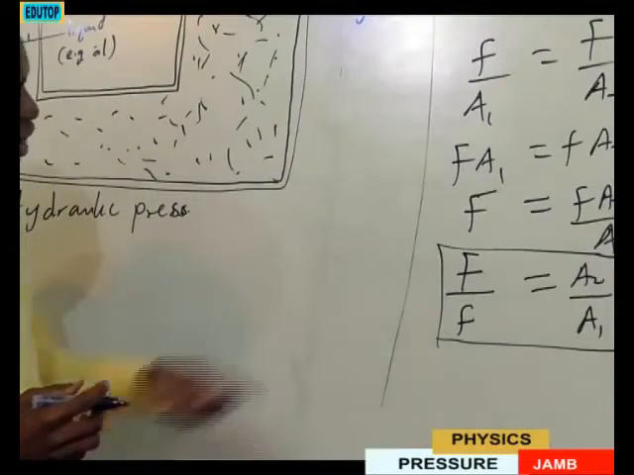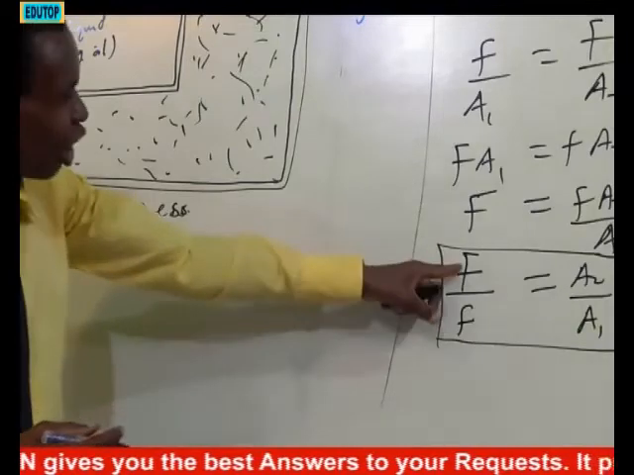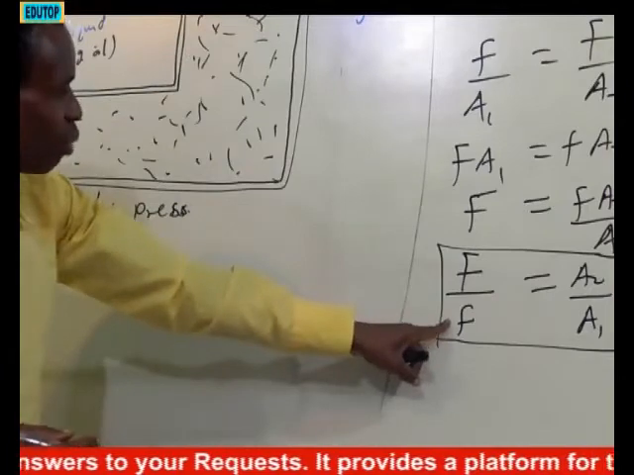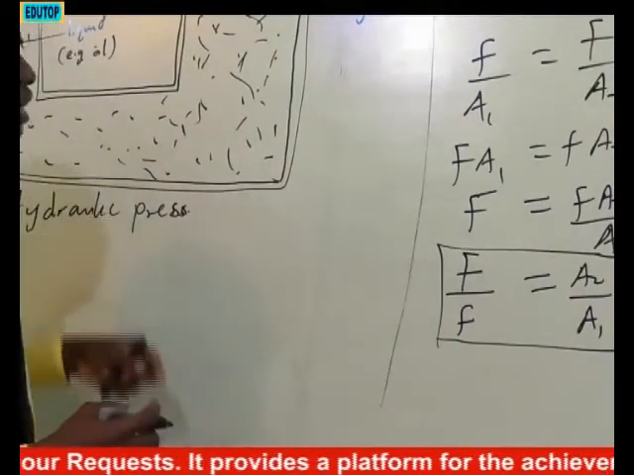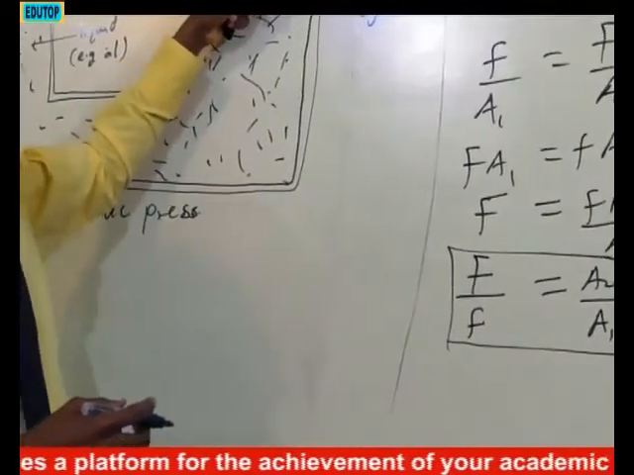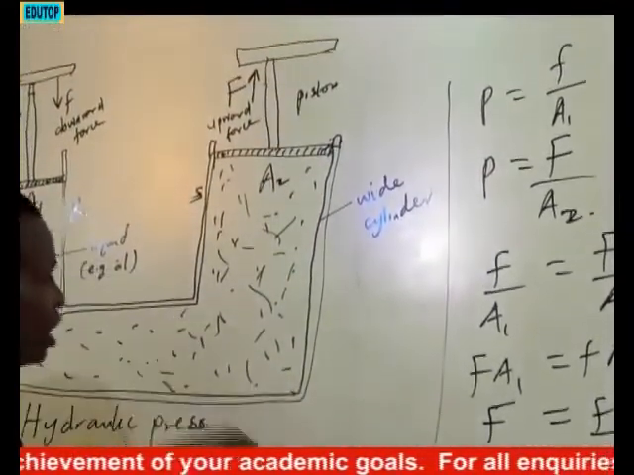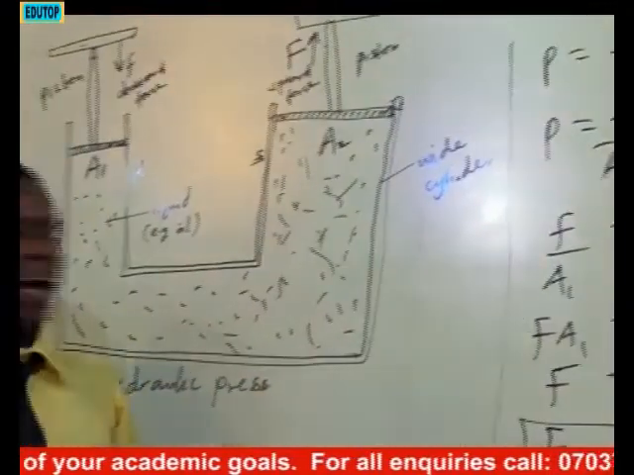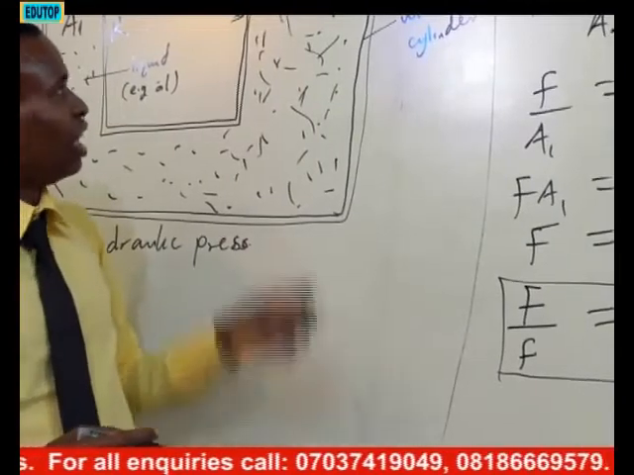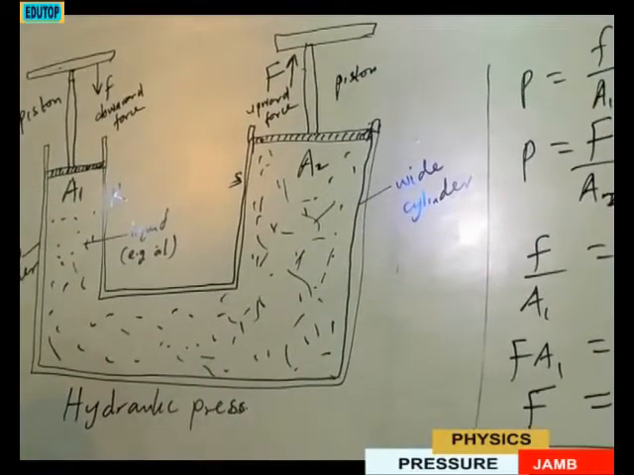What is the value of capital F? Our capital F is the force exerted on the larger cylinder over the small force f exerted on the smaller cylinder. Then we have A2 to be the area of the piston for the larger cylinder, and A1 is the area of the piston on the smaller cylinder. And we can use this to solve some problems. And this is all about the hydraulic press.